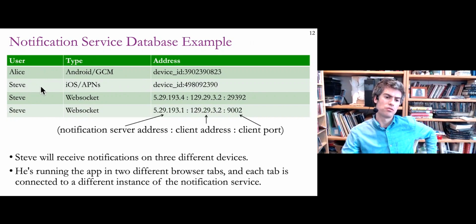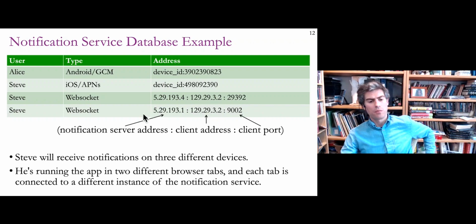Okay. Same thing's true with Steve through iOS, Apple push notification service. Different ID, of course, for Steve's particular phone. And these IDs were generated by Google and Apple, respectively. Steve also has two other devices, which are two browser tabs. They're actually browser tabs in the same computer. You notice the format I'm storing here is first the notification server IP address. So these are two different IP addresses, but they're similar. Then I'm storing the client IP address, and I'm storing the client port number.